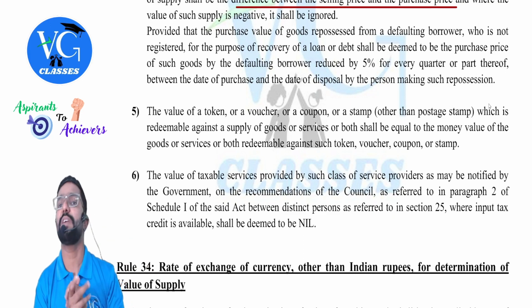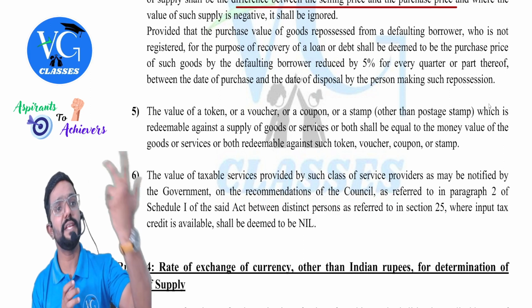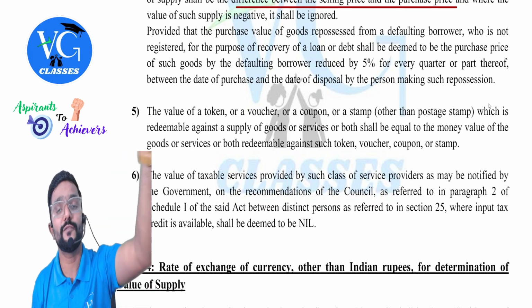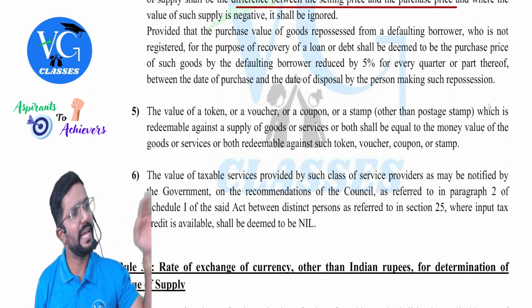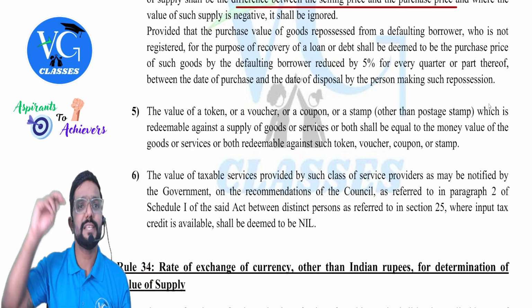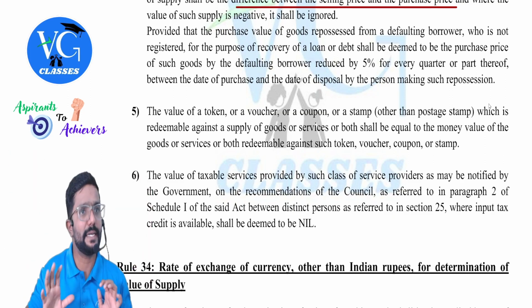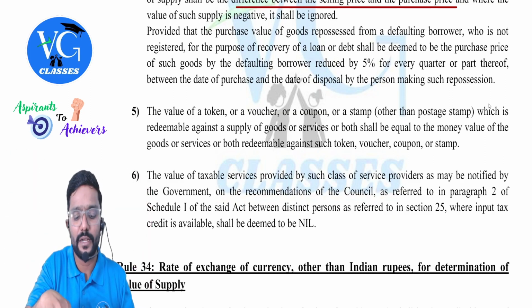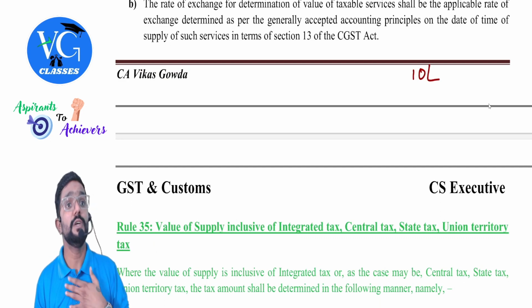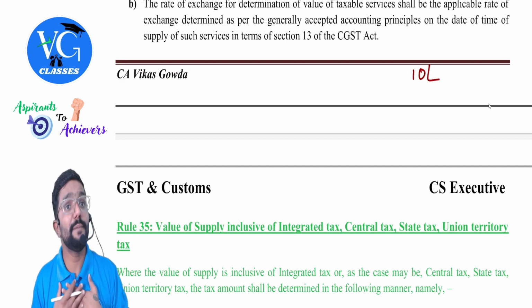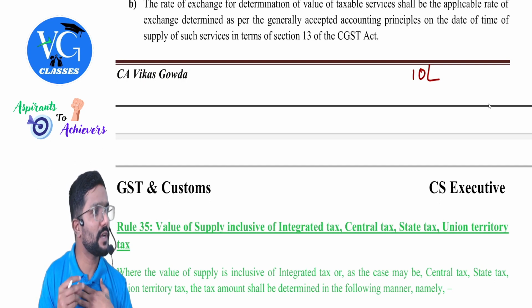Yes, they have repossessed my vehicle. And now, will they resell it? Yes. What is the value of the supply for them? Assume the bank has repossessed my vehicle and they are reselling it. Simple. Guys, when I purchase the car, assume it is 10 lakh. Okay, sir. 10 lakh is the value. Cost to the borrower. I am the defaulting borrower. Correct. What is the cost of the car for me?